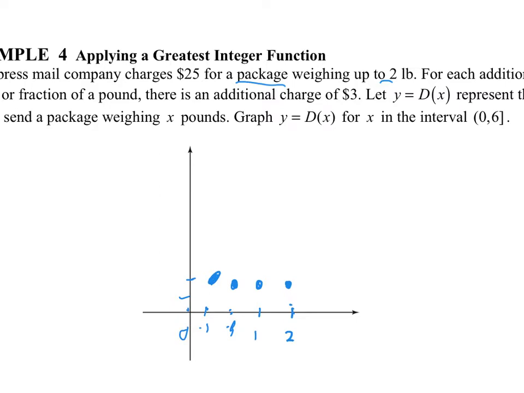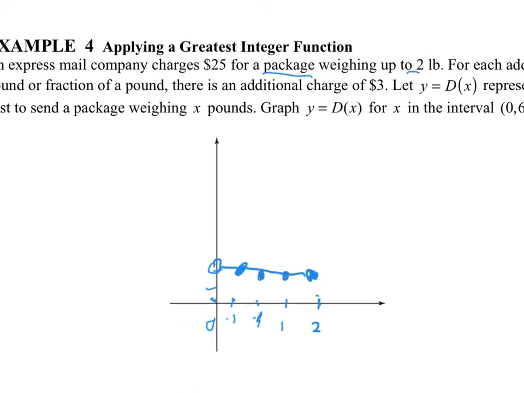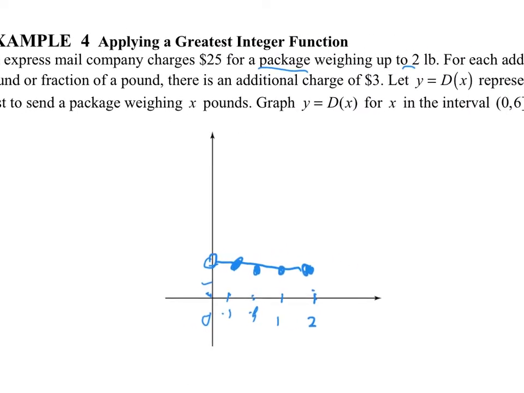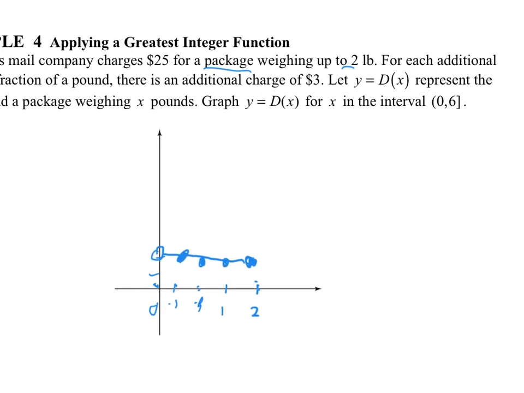0 pounds probably doesn't cost anything. So at 0, there's not a point. It's everything to the right. That step here is all $2. What else do I know? For each additional pound or fraction of a pound, there's an additional charge of $3.